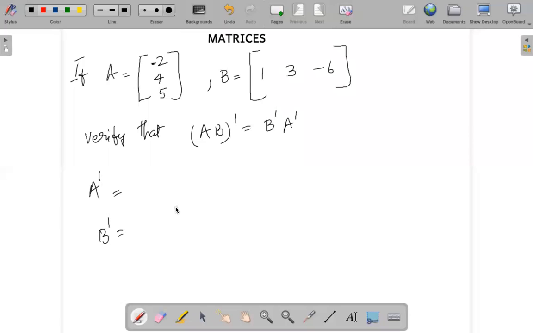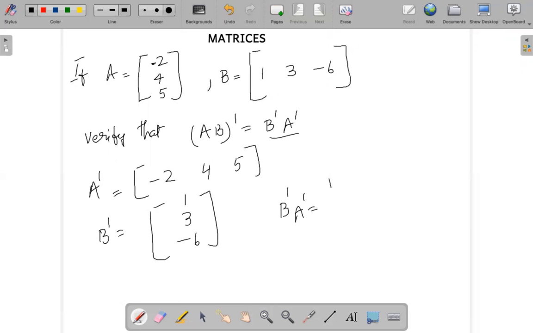So let us find what is A prime. A prime will be minus 2, 4, 5, and this will be 1, 3, minus 6. Now we have to find the right hand side, which is B prime and A prime. So B prime will be 1, 3, minus 6, and A prime will be minus 2, 4, 5. So let us find B prime and A prime now.